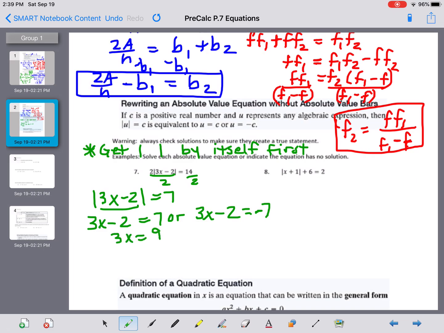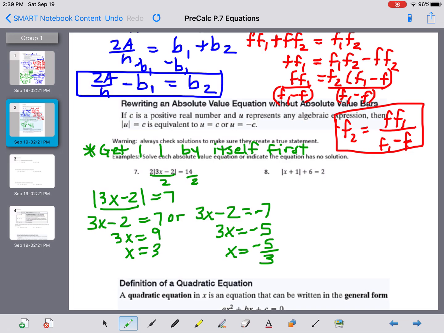3x equals 9 on the left, x equals 3. We solve on the other side, we add our 2, 3x equals negative 5, and we divide, x equals negative 5 over 3. Okay, remember, just because our variable is negative does not mean it's gone because of the absolute value. It's when we plug it back in, okay?